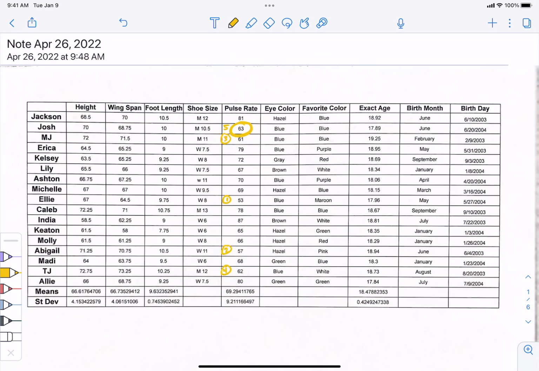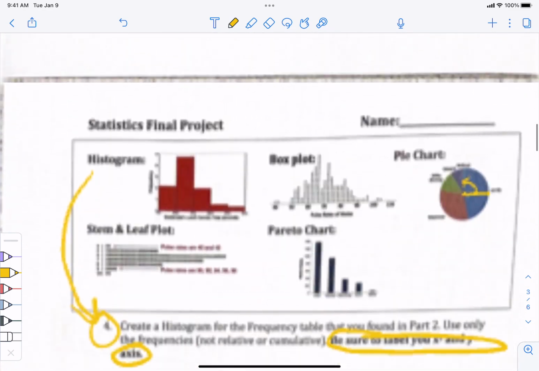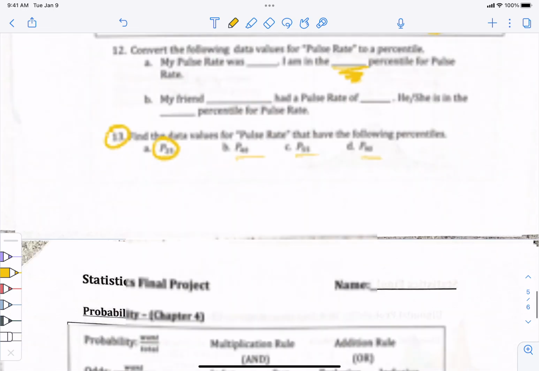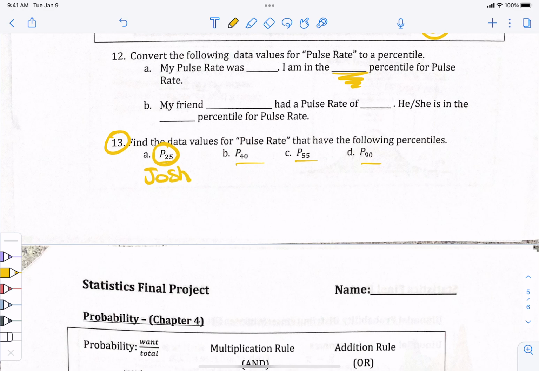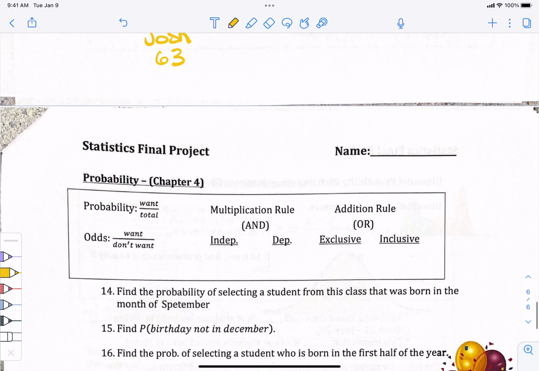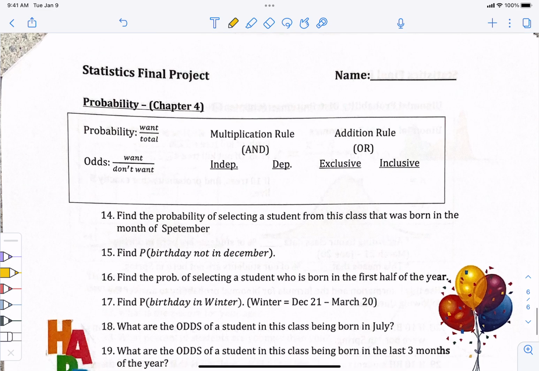Does that make sense? That's how you're finding these? Are we super snowed and confused? No. So you'll put Josh. Find the data value for pulse rate that converts to the following percentiles. So you can either say 63 or you can say Josh. Okay, or both. That's what I did. Okay, happy with that? Is that enough, or do you want to continue on for probability? That's enough.